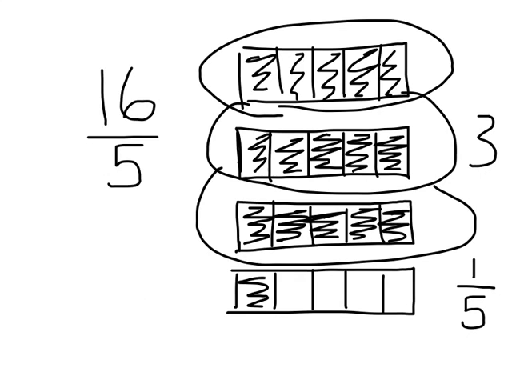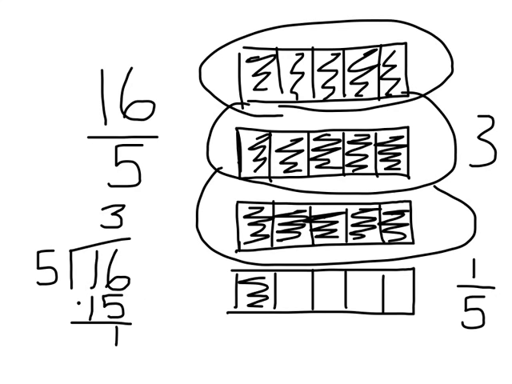How could I show that with math? Well, I'm going to divide 16 divided by 5 to see how many groups of 5 are in 16. 5 goes into 16 3 times. 3 times 5 is 15. Subtract, and I have 1 left over. So I have 3 wholes with a remainder of 1, and my denominator stays 5. Let's look at another example.